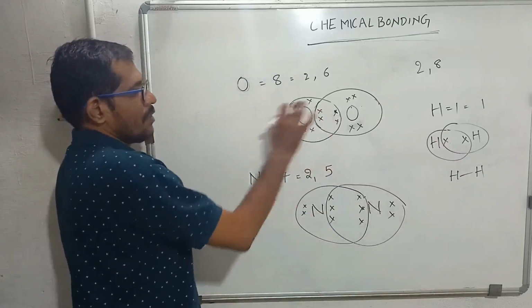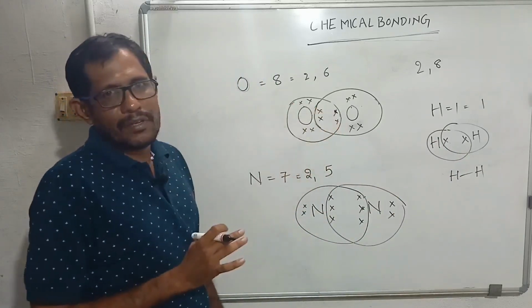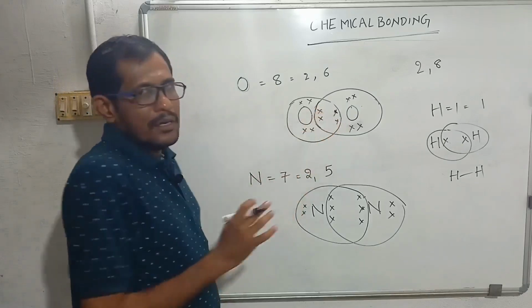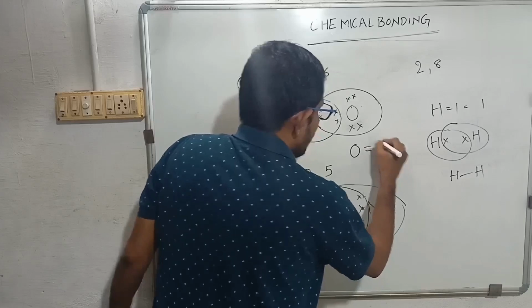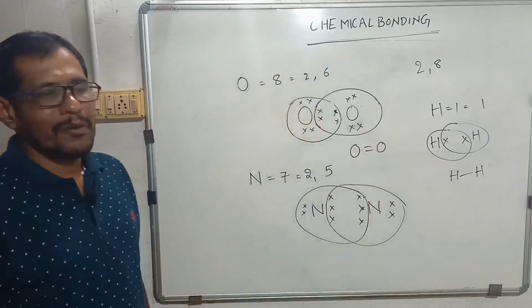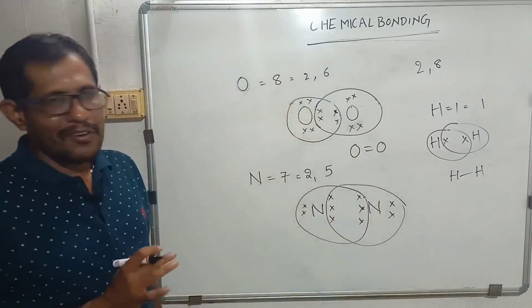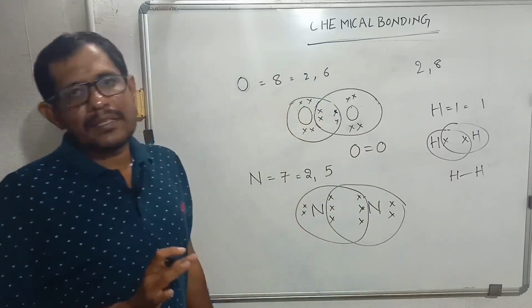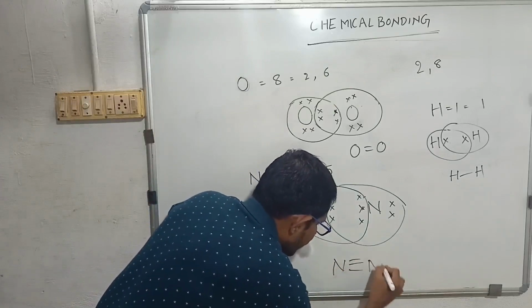If you take oxygen over here, 2 pairs of electrons are involved, so O double bond O will come. If you take nitrogen here, 3 pairs of electrons are involved, so N triple bond N will come.